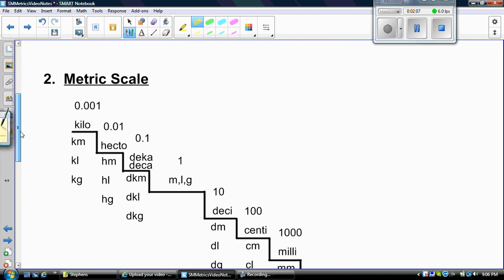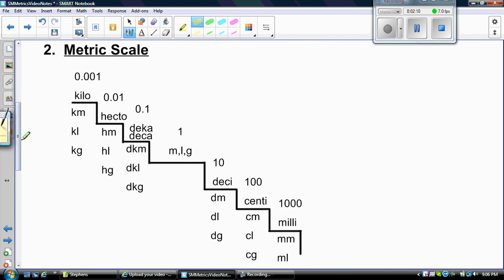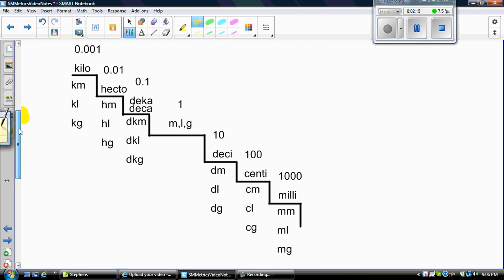Okay, so when we look at the metric system, there is a scale that we use. And that scale looks kind of like a staircase. Kilo is the largest unit. Milli is the smallest. If you notice in the middle, here is our base units: meters, liters, and grams. Now, the nice thing about the metric system is it's based on powers of 10. So milli is 1,000 times smaller than the base units. Centi is 100 times smaller than the base units. Deci is 10 times smaller than the base units.